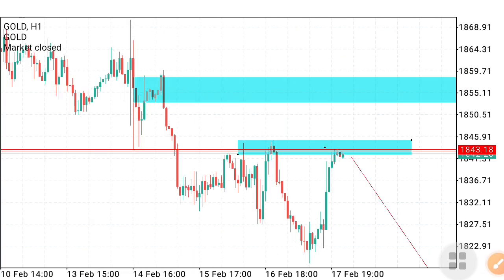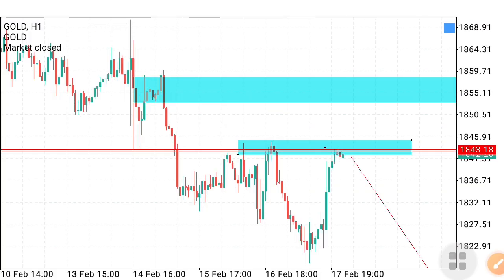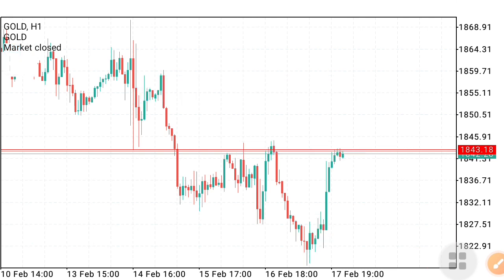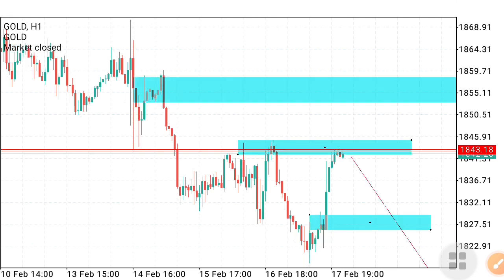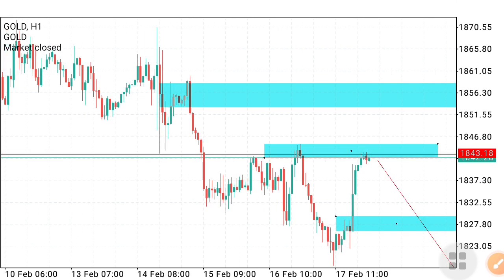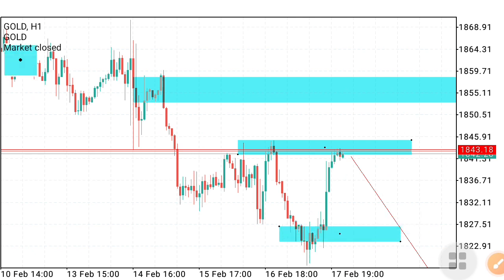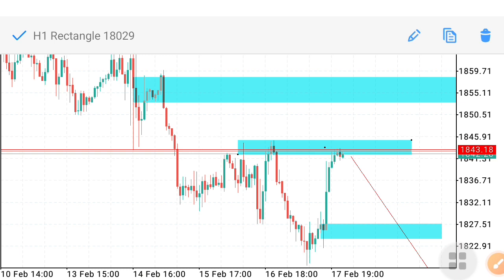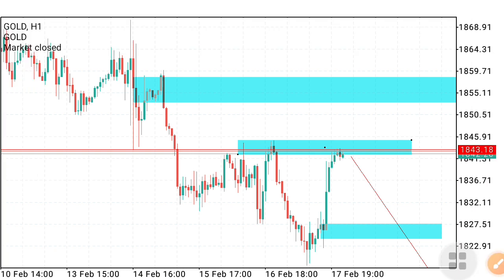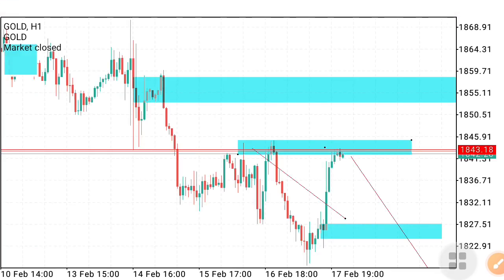As you can see, if gold shoots down on Monday, or maybe we open Monday somewhere right here, we can take our buy. You can take a simple buy from this zone right here. This is also a demand zone that we might see gold pulling back to, and from there we can take our buy if that's what gold is giving us.